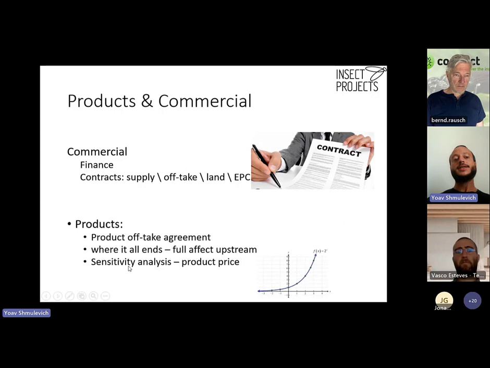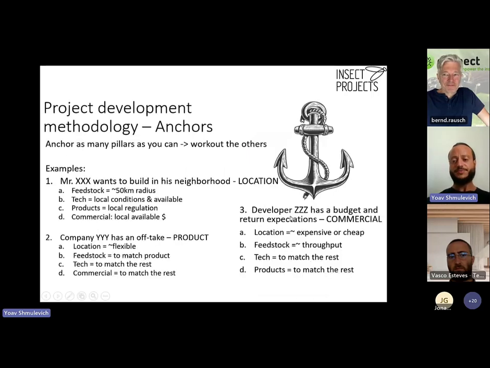And then lastly, what we find in most projects, almost all around the world, if you look at the business plan, the cash flow model, is that the projects are most sensitive to the product price. Very, very strong connection here between your products and the commercial aspects of your project.